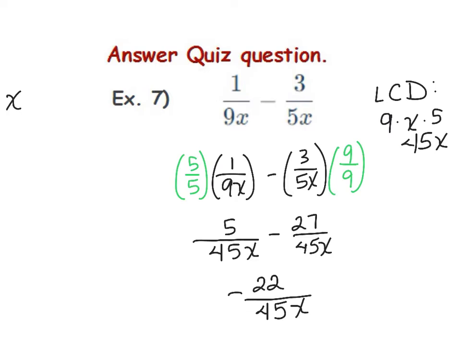All right, here's the answer to example 7. Looking at your lowest common denominator, I need a factor of 9 and x. For the second denominator, I need factors of 5 and x. I don't have a 5, so I need to add a 5. And I already have an x, so multiplying those together gives me 45x for my common denominator. So multiply the first expression by 5 over 5, the second expression by 9 over 9. Do your multiplication, and then we have subtraction in this problem. Did you remember to subtract? And we get negative 22 over 45x.